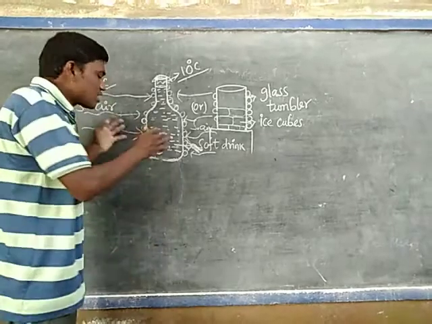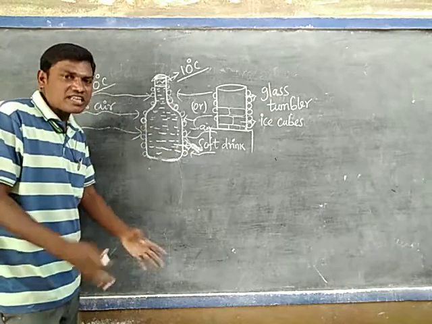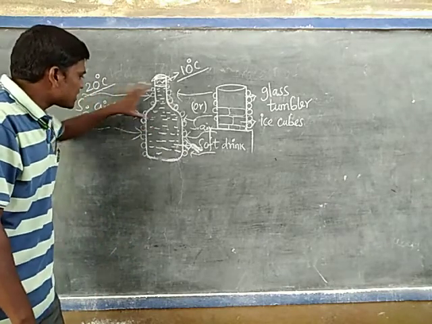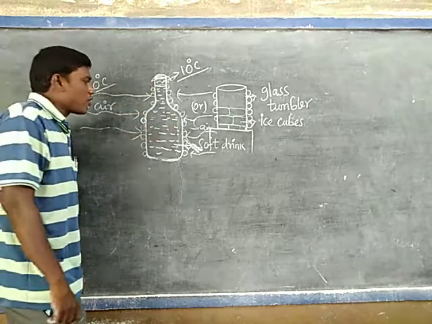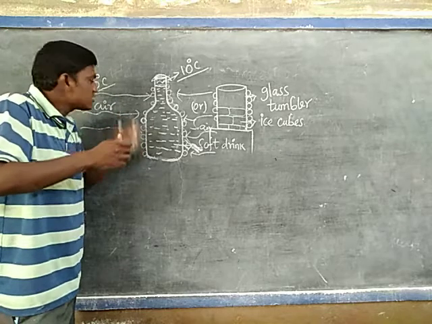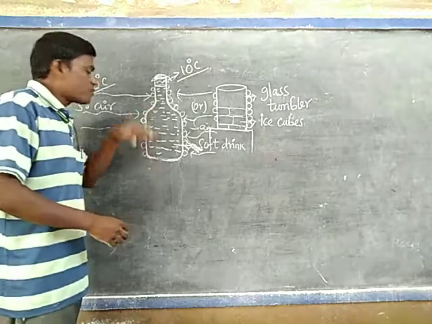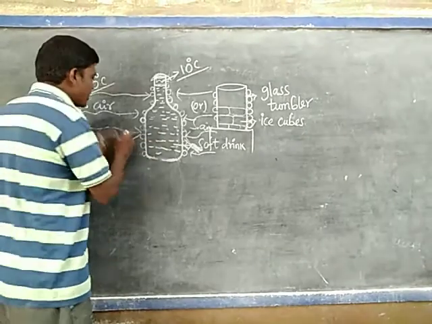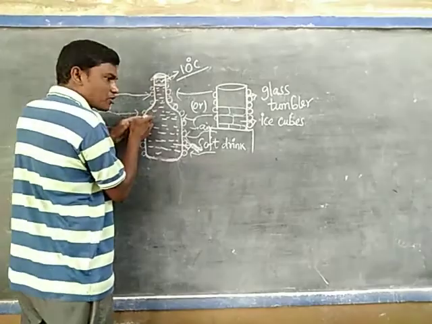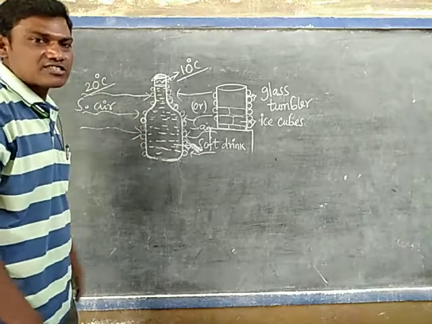That's why the surrounding air in the room moves in different directions due to random motion. When the surrounding air touches the surface of the cold drink bottle, the air loses kinetic energy during collision with the glass particles. If the kinetic energy decreases, automatically the temperature also decreases.